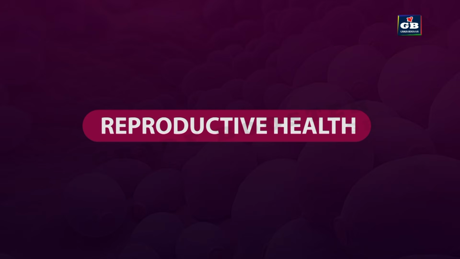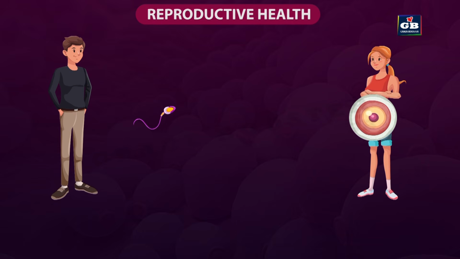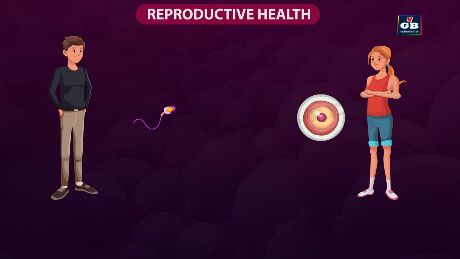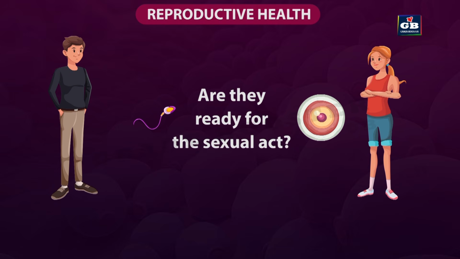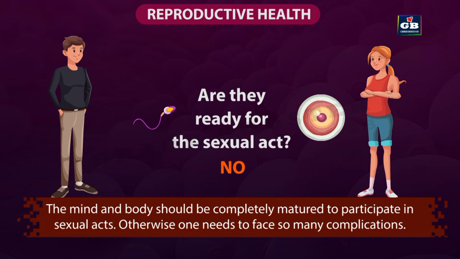Reproductive health. A boy has the capability of producing sperm cells, and the production of ovum has started in a girl. Does it mean that they both are ready for the sexual act to produce babies? No. The mind and body should be completely matured to participate in sexual acts. Otherwise, one needs to face so many complications.